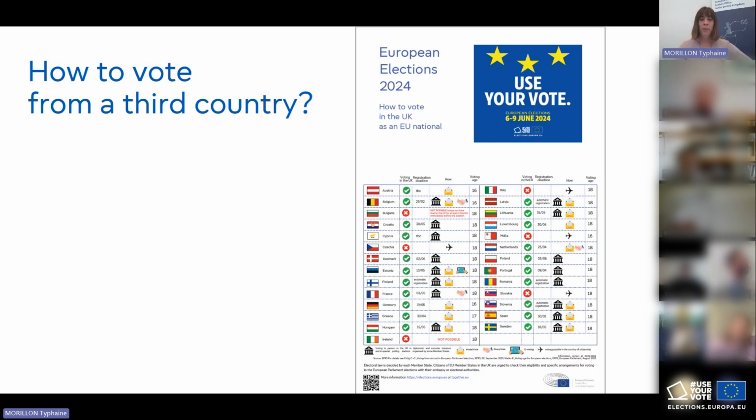Now, if you're Italian, you have to fly back. You can't vote from the UK. If you're German, you could do postal vote. So that's pretty easy. Having said that, it doesn't work if you have lived outside of Germany for over 25 years. So yeah, I won't bore you with all the detail.